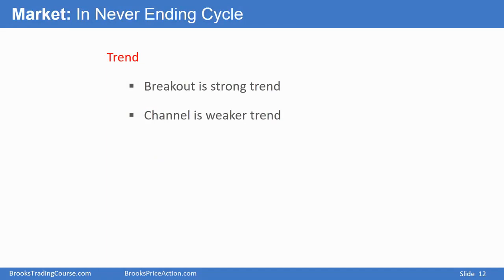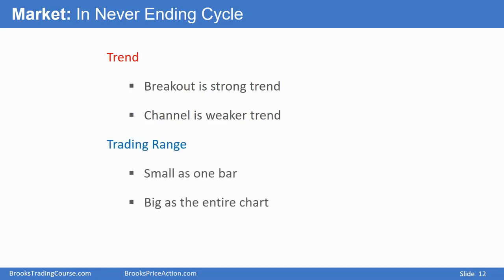I want to talk some about trends, and trends are either breakouts or channels. So a breakout is a strong trend, and a channel is a weaker trend. A trading range can be as short as 1 bar or as big as the entire chart. And as I said, if a trading range is brief, I call it a pullback because I'm assuming the trend that came before it will resume.